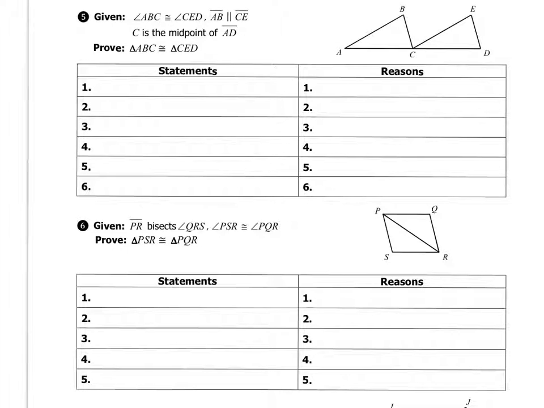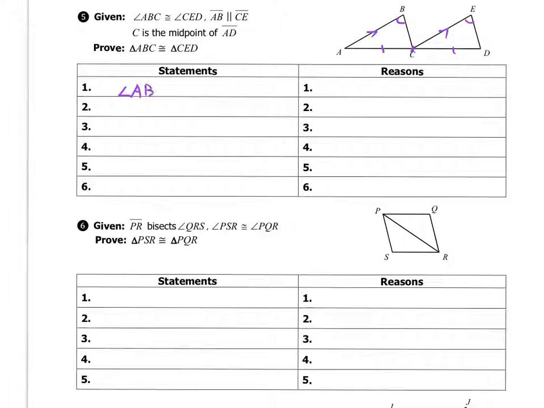I'm gonna leave the other. I'll do one more, and then you can do the other two. So here we know angle ABC is congruent to CED, and we also know that AB and CE are parallel. So C is the midpoint, right here, which means this segment and this segment must be congruent, right? And we're asked to prove that the two triangles are congruent.